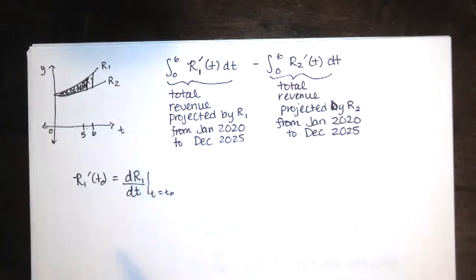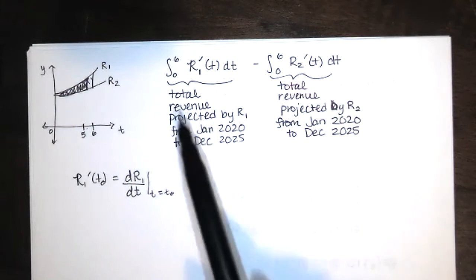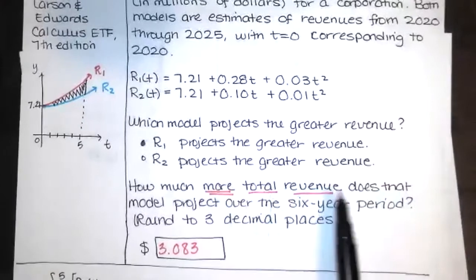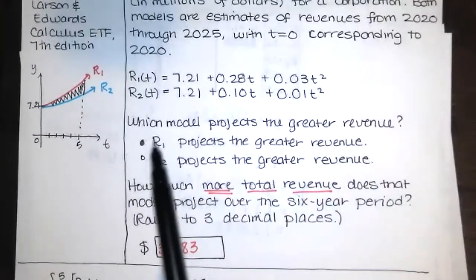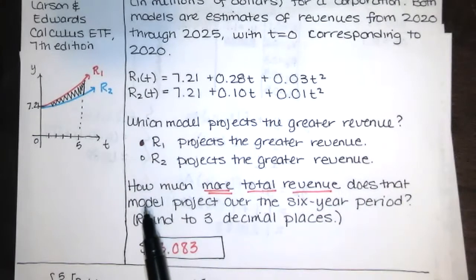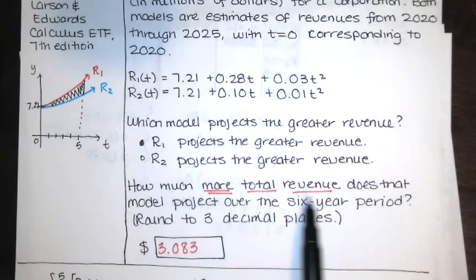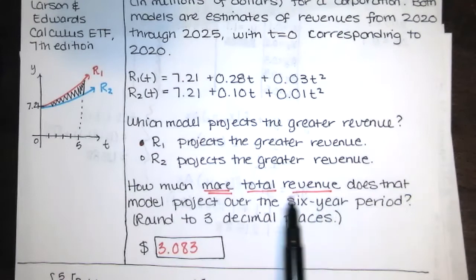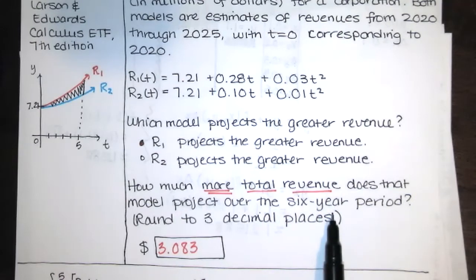I think when they wrote the problem, when they said how much more total revenue does the model project over the 6-year period, referring to the one that projected the greater revenue, they said 6-year period because that 6-year period is important for solving the problem.